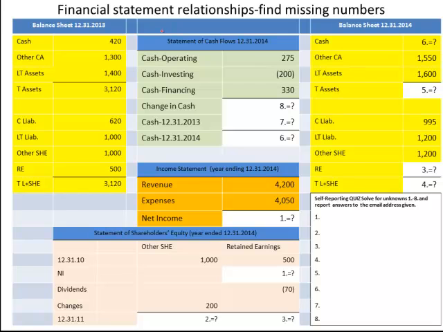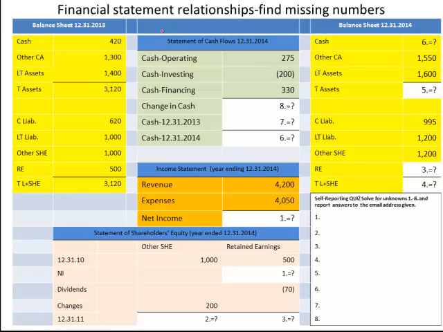And here is your final quiz. Here is some missing numbers, and what I'd like you to do, based on how you know how these statements flow together, is to find the missing numbers.